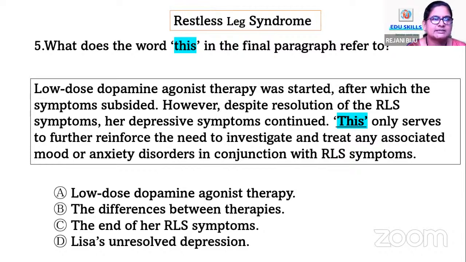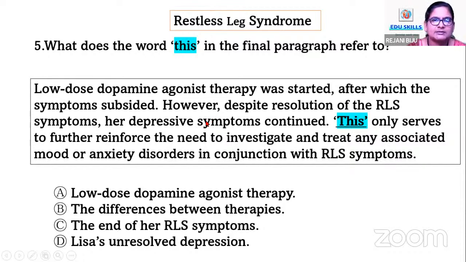I have taken two sentences here because it is starting with a contrast. So we have to know what is given in the previous sentence, then the contrast given after that. Low dose dopamine agonist therapy was started, after which the symptoms subsided. However, so they are telling symptoms subsided. However, there is still a problem.